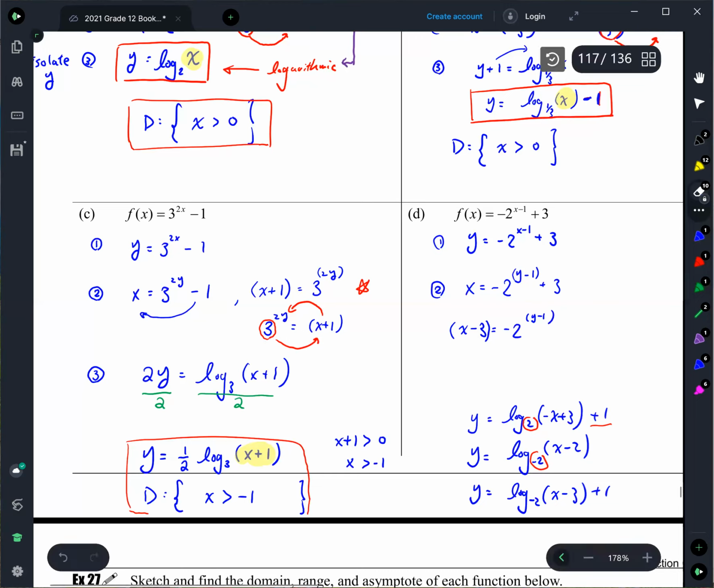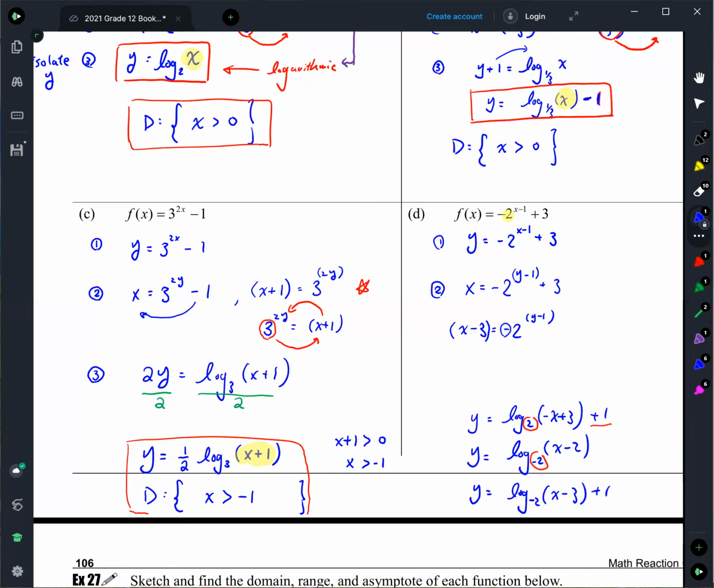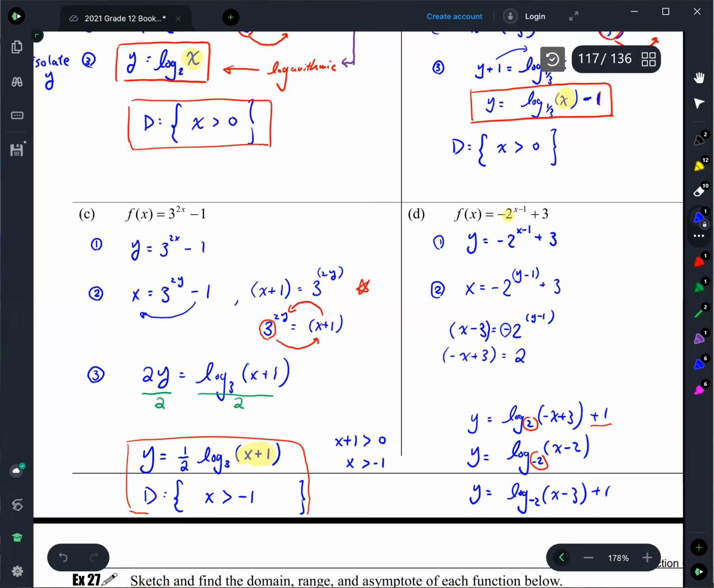So when you see a question like this, in the beginning, the base is only the 2. It does not include the negative. Otherwise, they would put a bracket around it. So we need to move the negative to the other side as well. We can multiply both sides by negative to get rid of it. So make it negative x plus 3 equals 2 to the y minus 1.